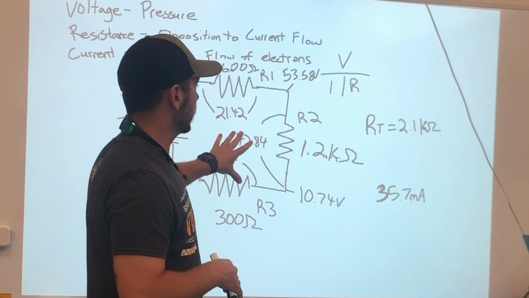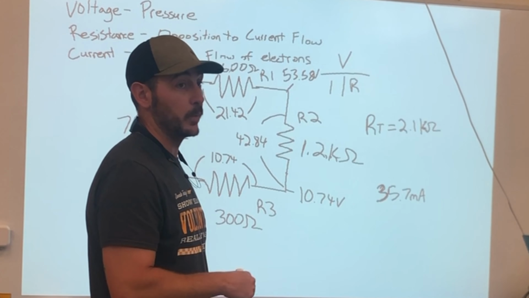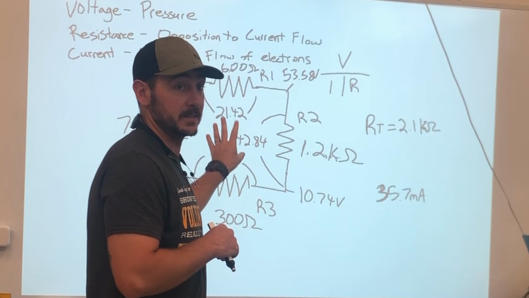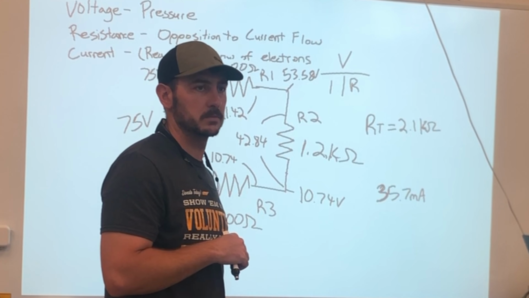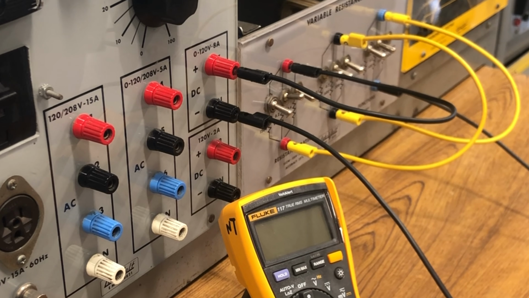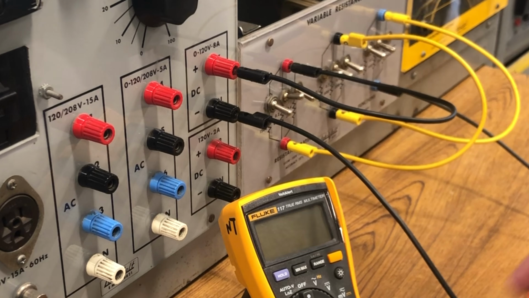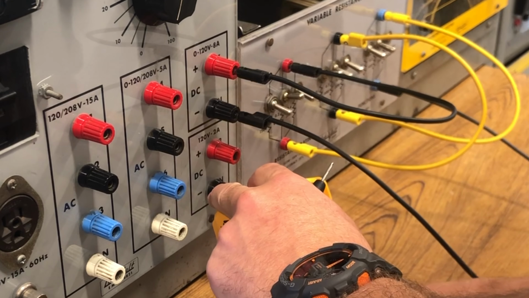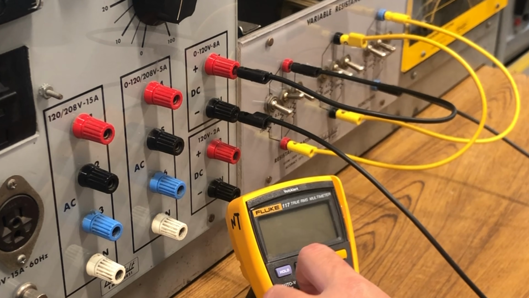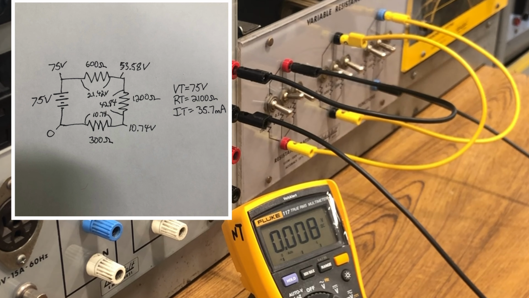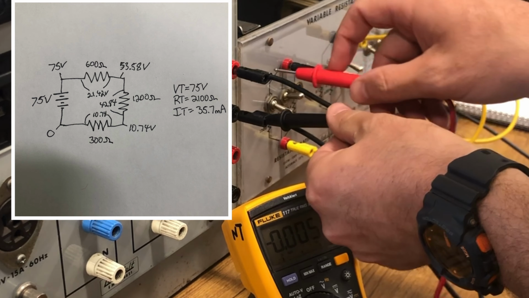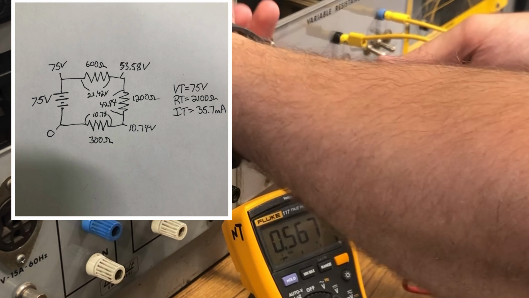Okay, so let's leave this right here. We can go out here and build this, and we're going to measure the current and take the voltage readings and see if it's pretty close. The first thing we need to do is set the proper voltage. So we're going to set our meter on volts DC, 75 volts. I'm going to measure it right here. We'll turn it up to 75.